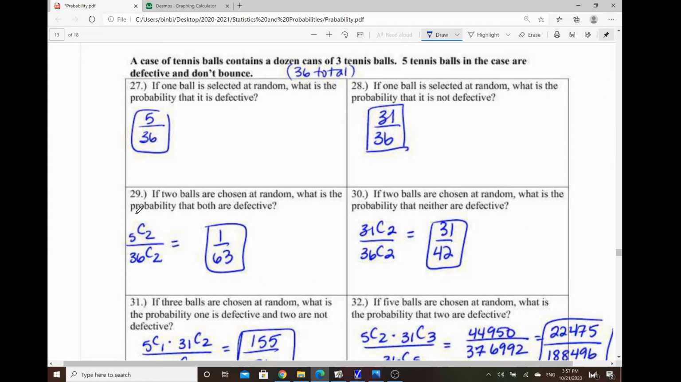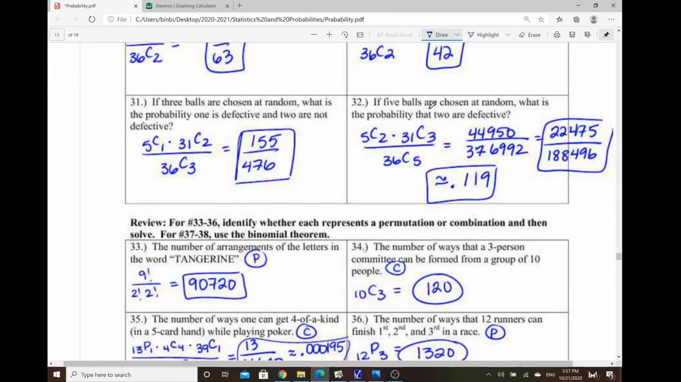But here's the one with conditioning. Two balls are chosen at random. What's the probability that both are defective? So 5 choose 2 over 36 choose 2. And then this one is quite similar. If 5 balls are chosen at random, what's the probability that 2 are defective? So 2 of those are defective, so 5 choose 2. And then the non-defective ones, that'll be 31 choose 3. And then all over 36 choose 5.